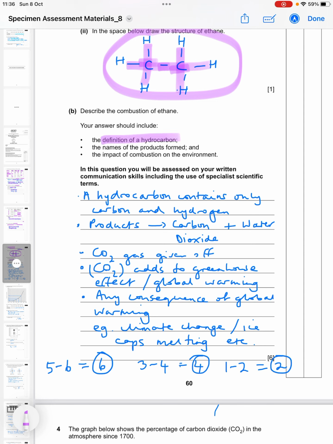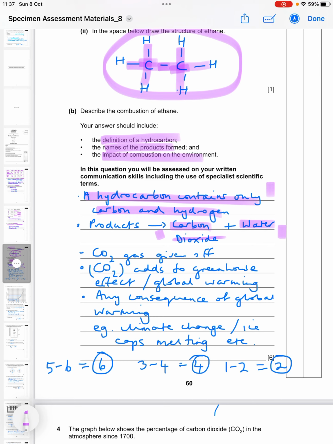You should include the definition of a hydrocarbon, the names of the products formed, and the impact of combustion on the environment. So a hydrocarbon contains only carbon and hydrogen. That's your definition. So that would be sort of 1 tick if we're thinking of it in those terms. Then the products, you have 2. You have carbon dioxide, so that would be 1, and water, which is another 1. So that's 3 marks just for those simple points.